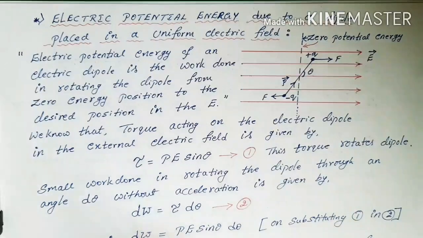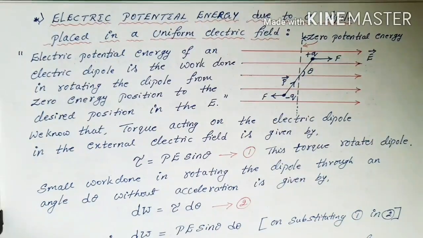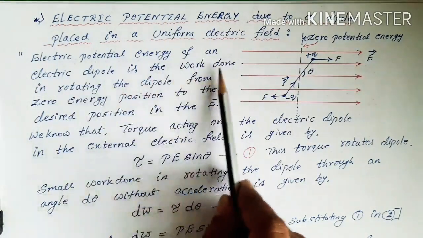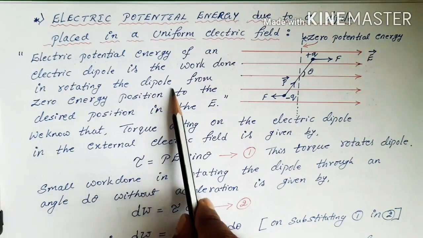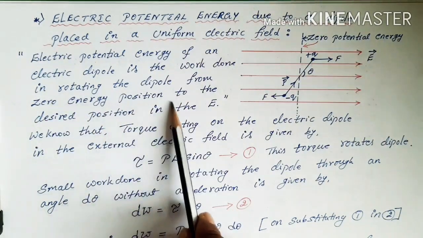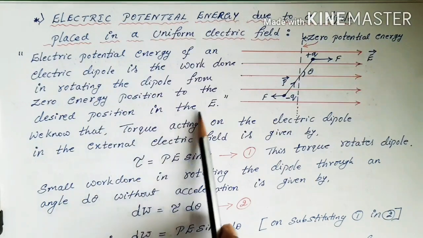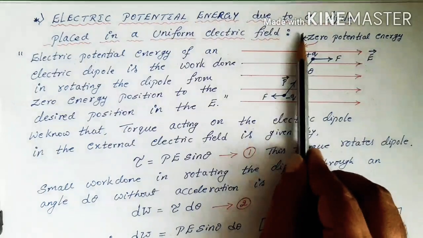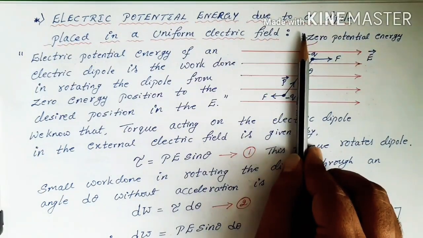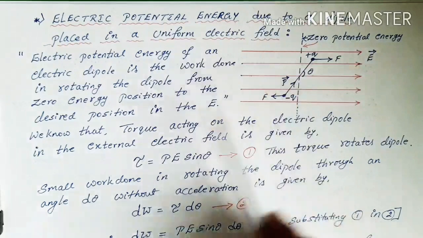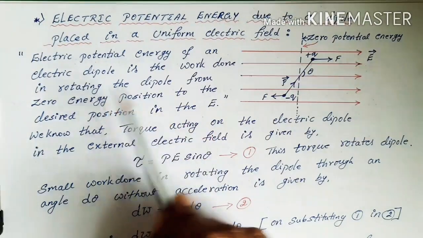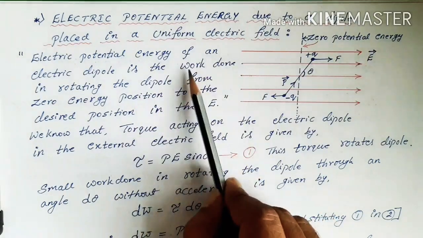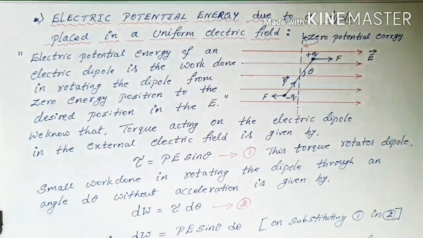Now first look at the definition of the electric potential energy. Electric potential energy of an electric dipole is the work done in rotating the dipole from zero energy position to the desired position in the electric field. Okay, initially from zero energy position means from the vertical position here. From here it will start and it may end at any other angle. So for this rotation the work done is required. Correct? The work done can be called the electric potential energy.